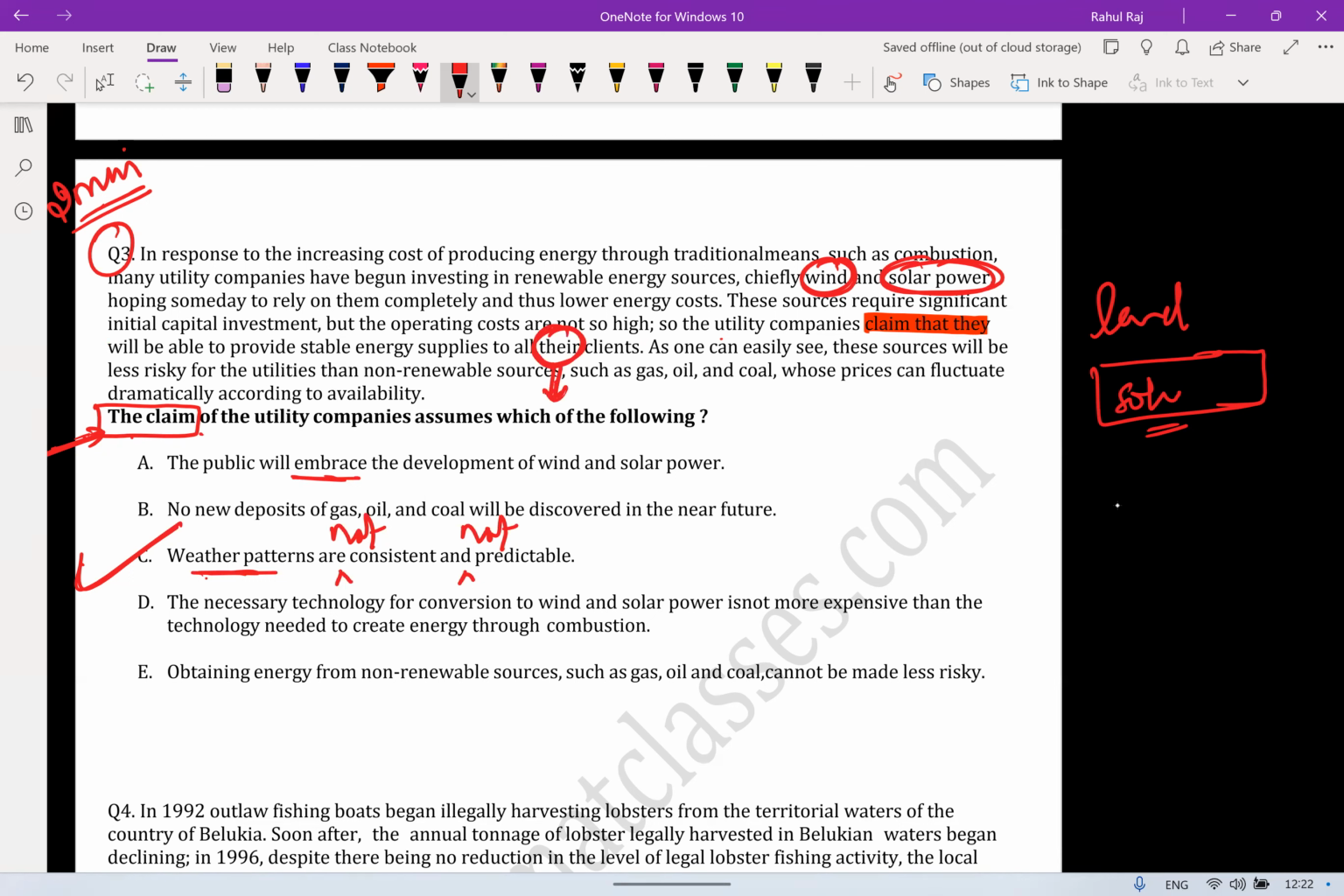The company is only bothered about their clients. They're not bothered about whether the public will embrace the development or not. If you are their client, they're only bothered about you. Whether the public embraces the development or not is none of our job, because the claim says I'll be providing a stable source of energy to my client. So I'm only bothered about my client, not the local public at all. How does that matter to me?